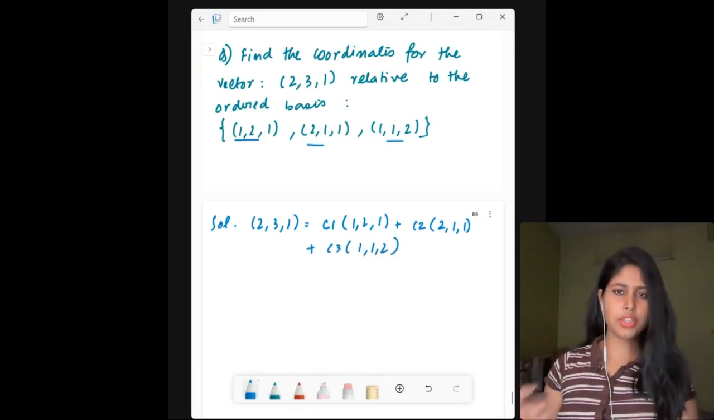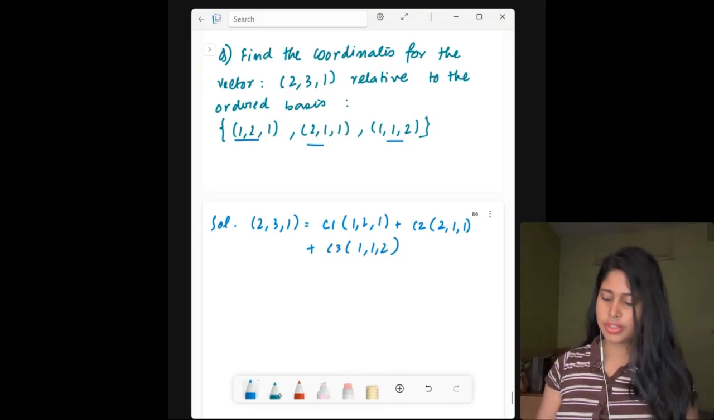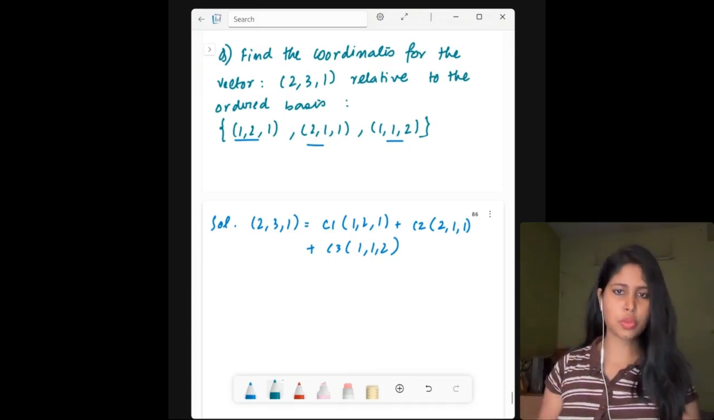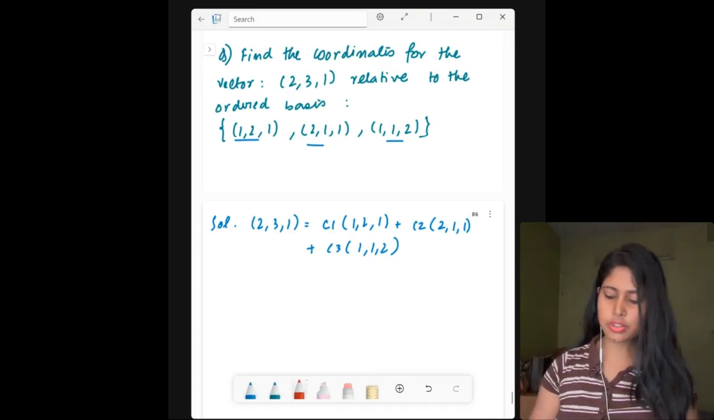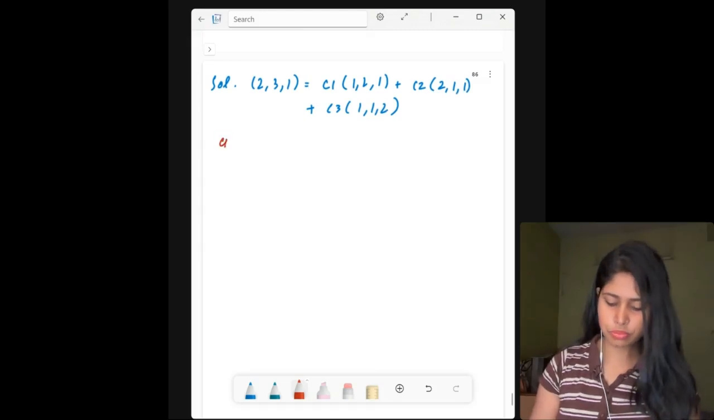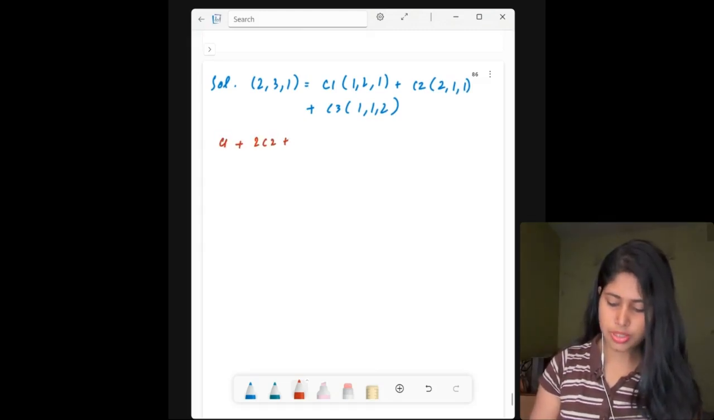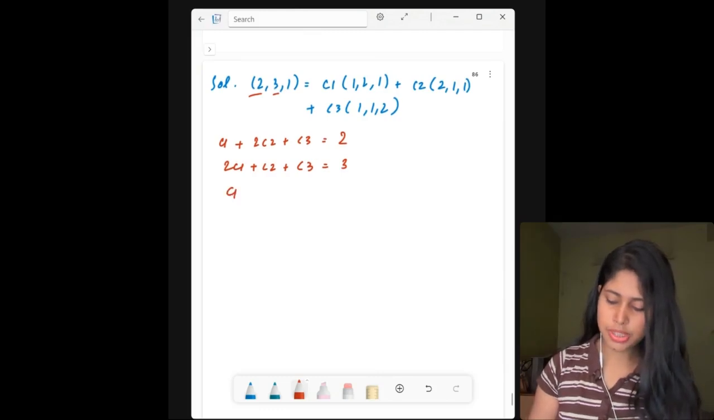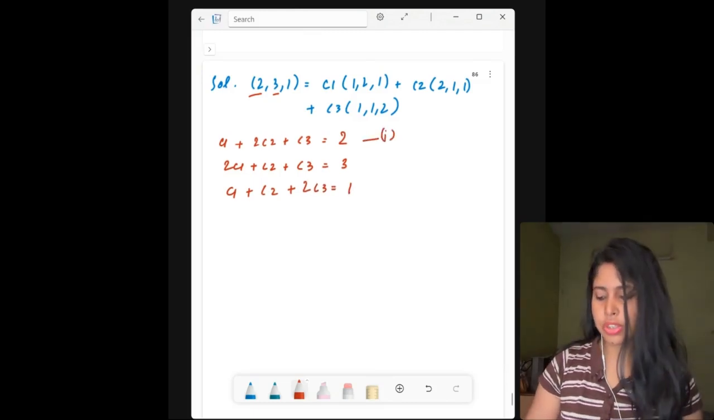Now we will get from here the three equations. What are the three equations? That is 1 into C1 plus 2 into C2 plus 1 into C3, that is our first equation. So let me write the equations in red color. C1 plus 2C2 plus C3 equals 2. And then 2C1 plus C2 plus C3 equals 3, and then comes C1 plus C2 plus 2C3 equals 1. So this is my first equation, this is my second equation, and this is my third equation.